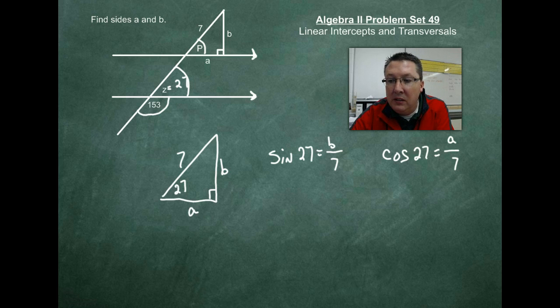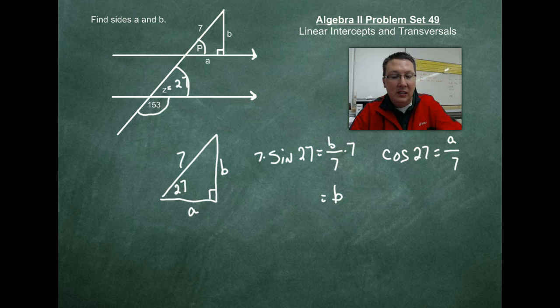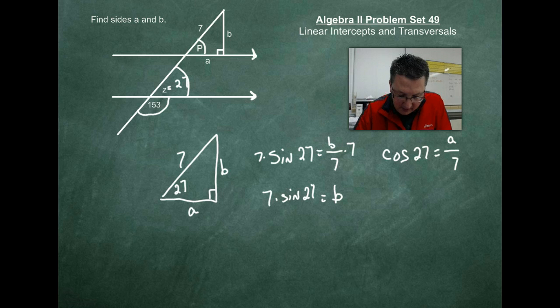Now we solve these. We start by multiplying both sides by 7, and this is where we type it in our calculator. B is equal to 7 times the sine of 27. Pull up my calculator: 7 times sine 27 equals. You get approximately 3.18 for B.